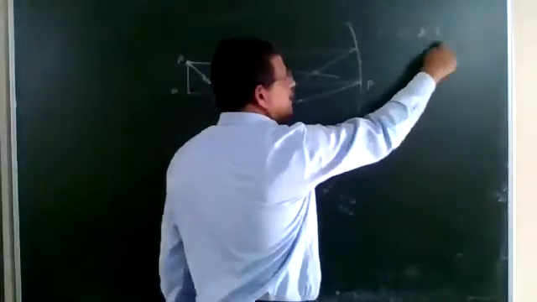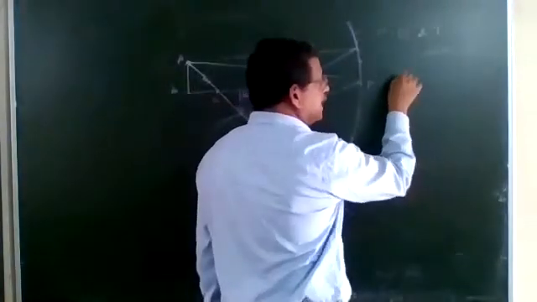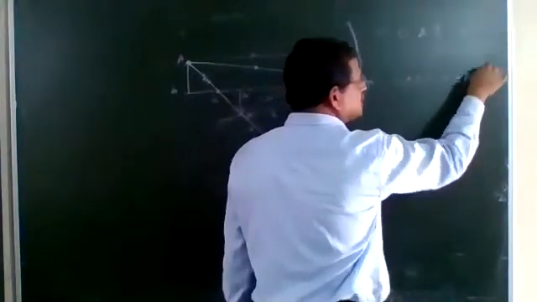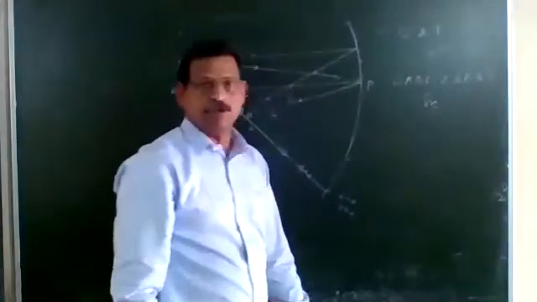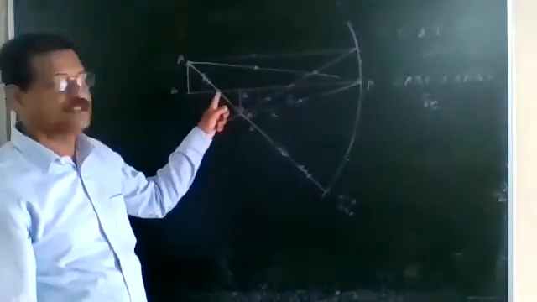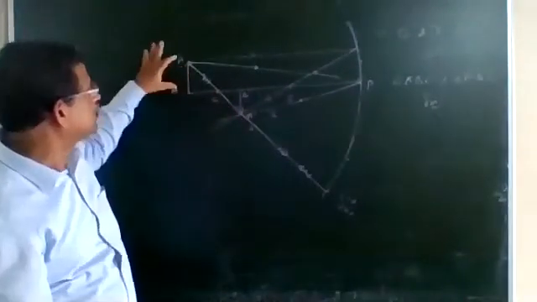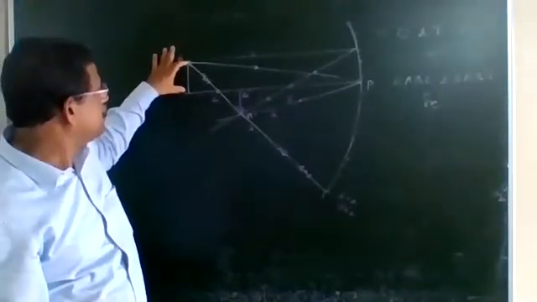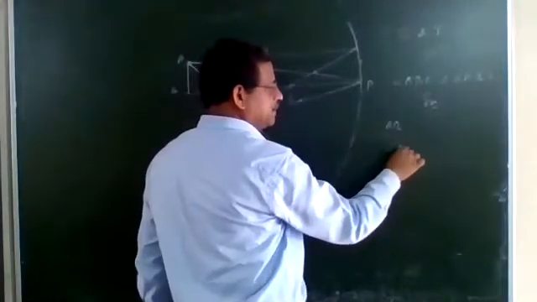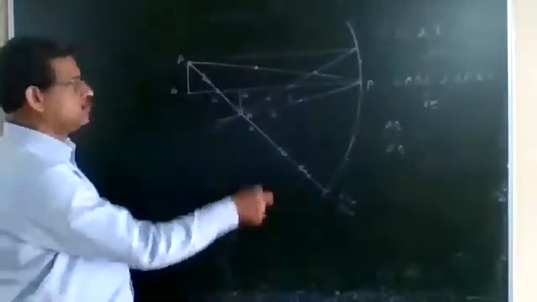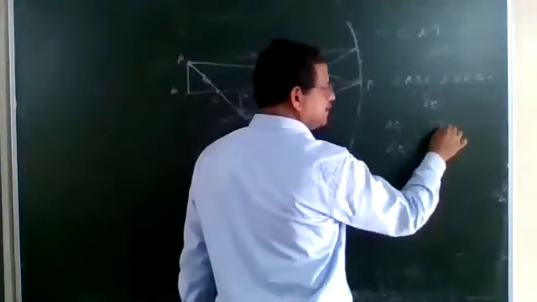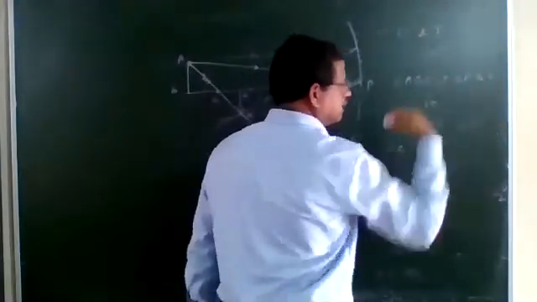So we have to say object and image triangles with C. Triangle ABC and triangle A dash B dash C are similar. Look at the diagram. What are the triangles here? Triangle ABC and triangle A dash B dash C. These two triangles are similar. You have to take the ratio of the vertical sides, AB divided by A dash B dash, equal to the ratio of the horizontal sides, CB divided by CB dash. This is equation number 1.